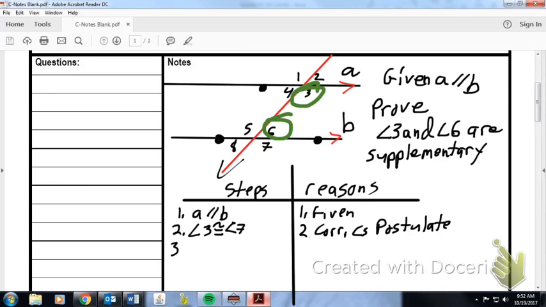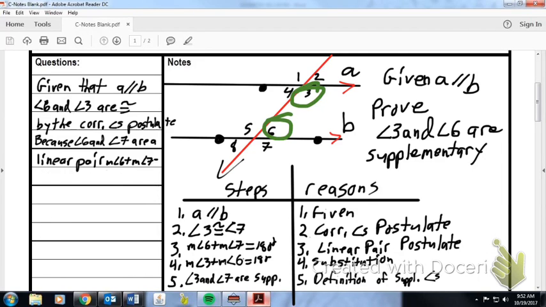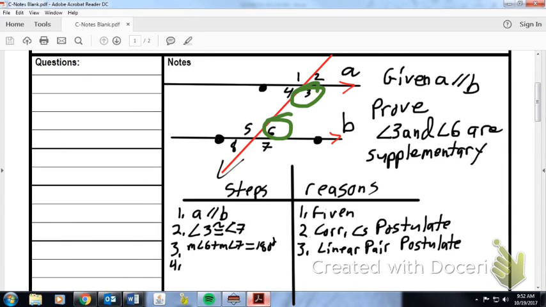So, our next step. Now we have 3 and 7 together. So now we want to combine or at least relate 7 and 6. So we say 6 and 7 add up to 180 degrees because of the linear pair postulate. We see that 6 and 7 right here are linear pairs. We know from the linear pair postulate that linear pairs are all supplementary. We know that supplementary angles means that their measures add up to 180.